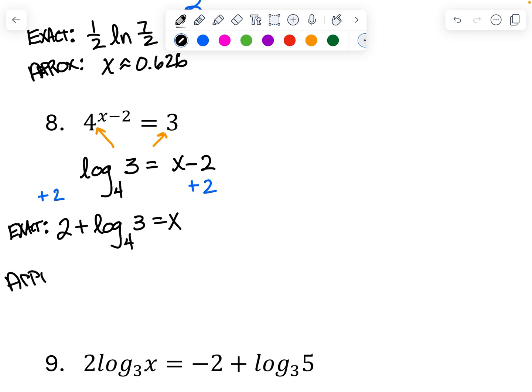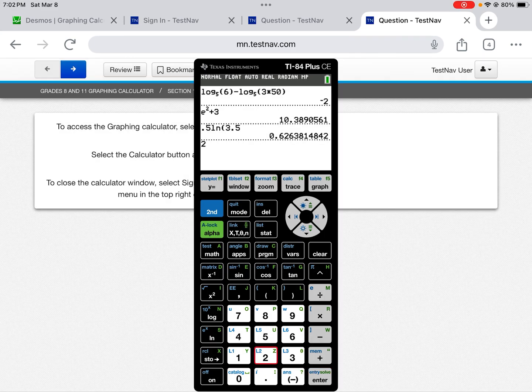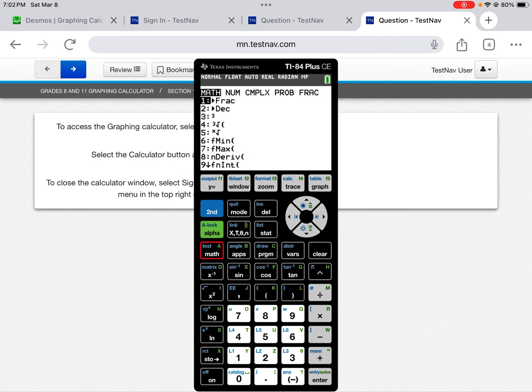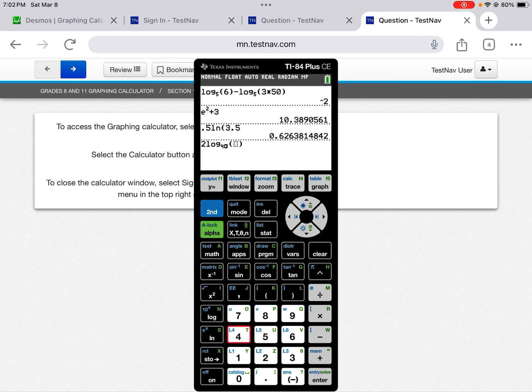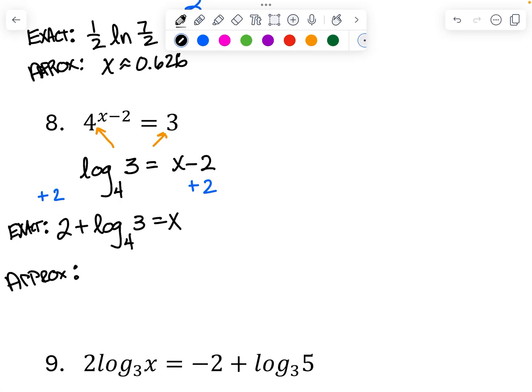The approximate answer is what you get when you type that in the calculator. 2 plus log 4/3, which is 1.585. 1.585 is the approximate value of x.